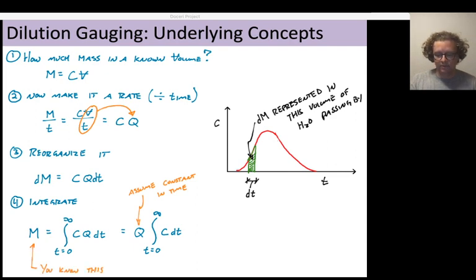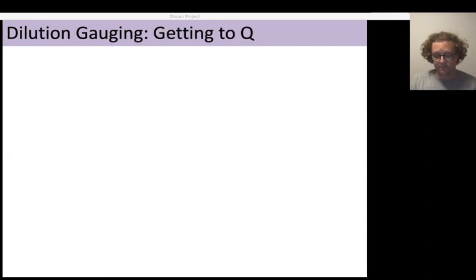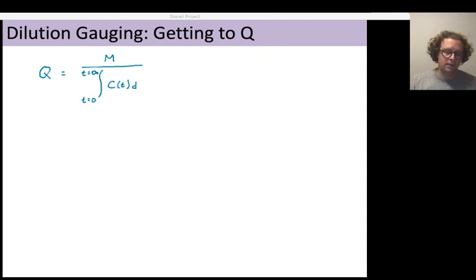So mass we know, we put that in. We mix that in a bucket and put it into the river. Concentration we measured. Time we know, because we were also recording when we made those concentration measurements. So we ought to be able to get to a discharge. Let me show you exactly how that works. Getting to Q, so rearranging what we had on the previous slide, we get this. Discharge can be estimated as the mass divided by the time integral of concentration.